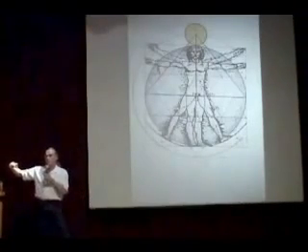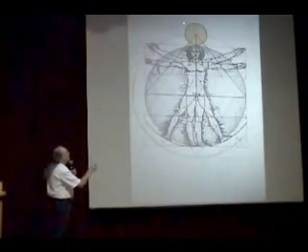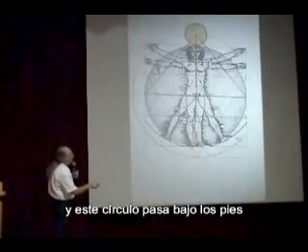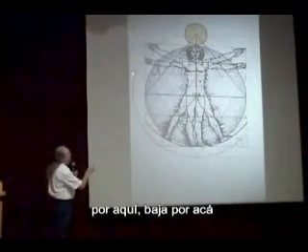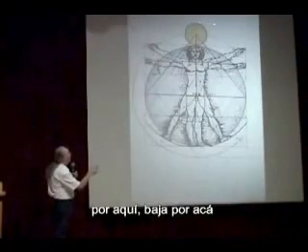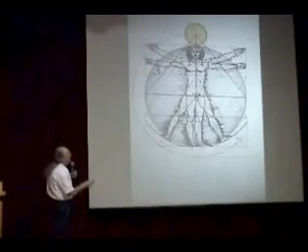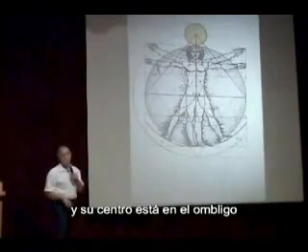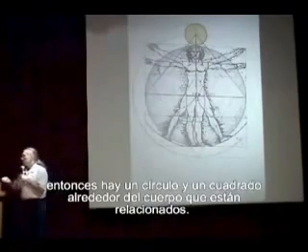And it's this one here, which isn't drawn very well. It kind of disappears there. It comes right underneath the feet and goes on around. Comes up here. Comes on down around. It comes back down under the feet. And the center of that one is exactly at the navel. And so you have this circle and this square relationship around the human body.